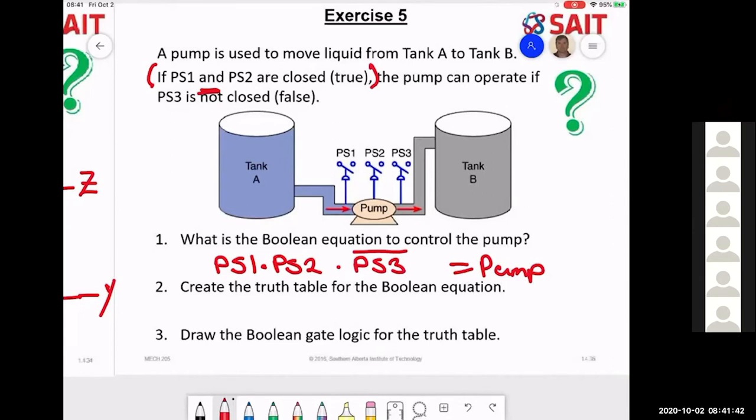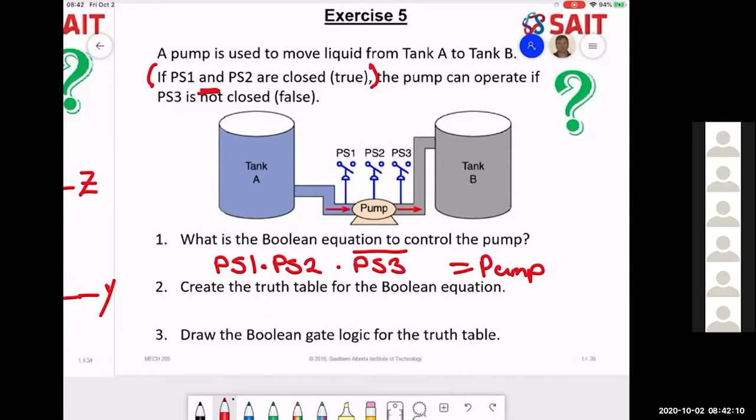I look at my inputs. I've got 3 of those inputs. They're all going to be used to control my single output, which is the pump. PS1 has to be true. Yep. PS2 has to be true. Yes. PS3 has to be false. Yes, in order for the pump to turn on. There's my simple little Boolean equation in order to make this work. Then it says create a truth table for that Boolean equation.